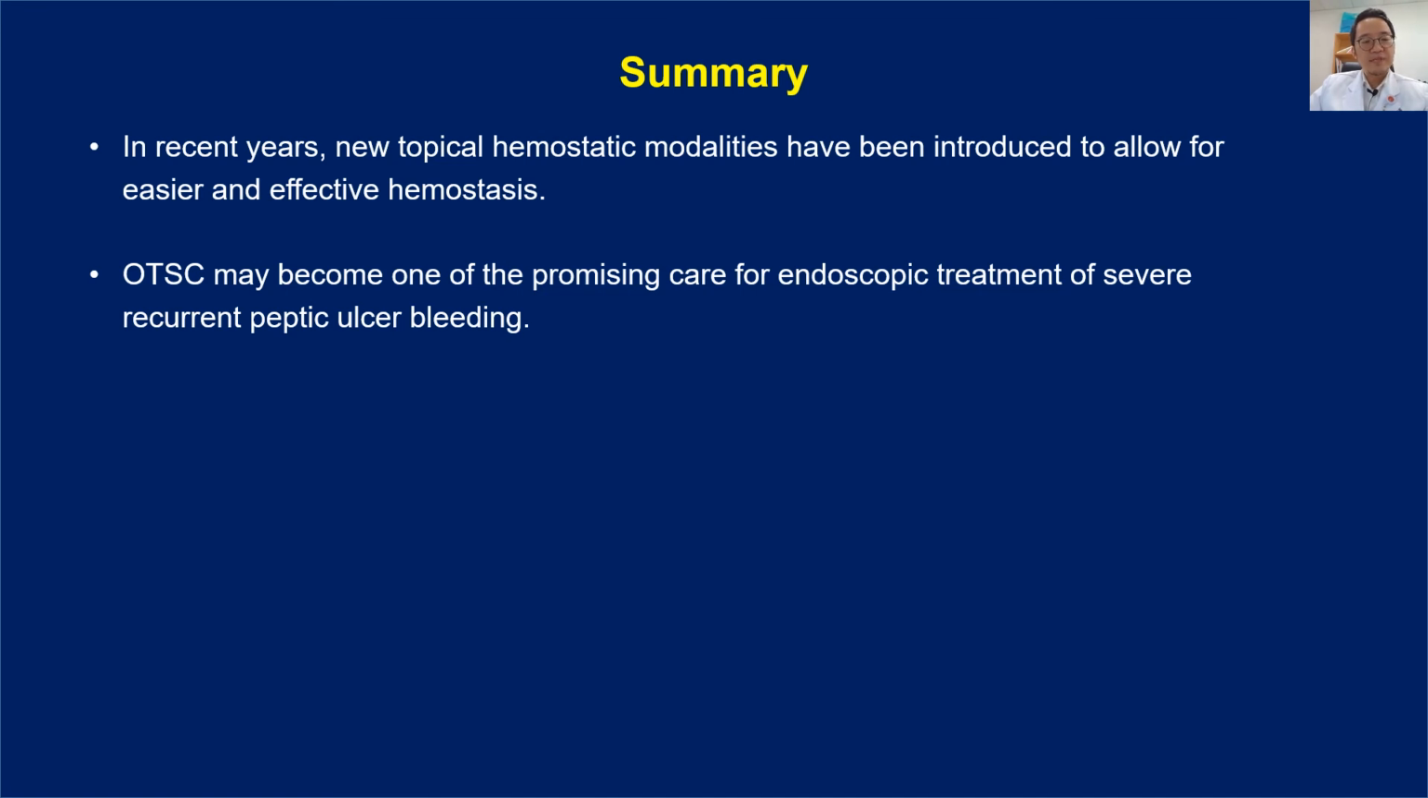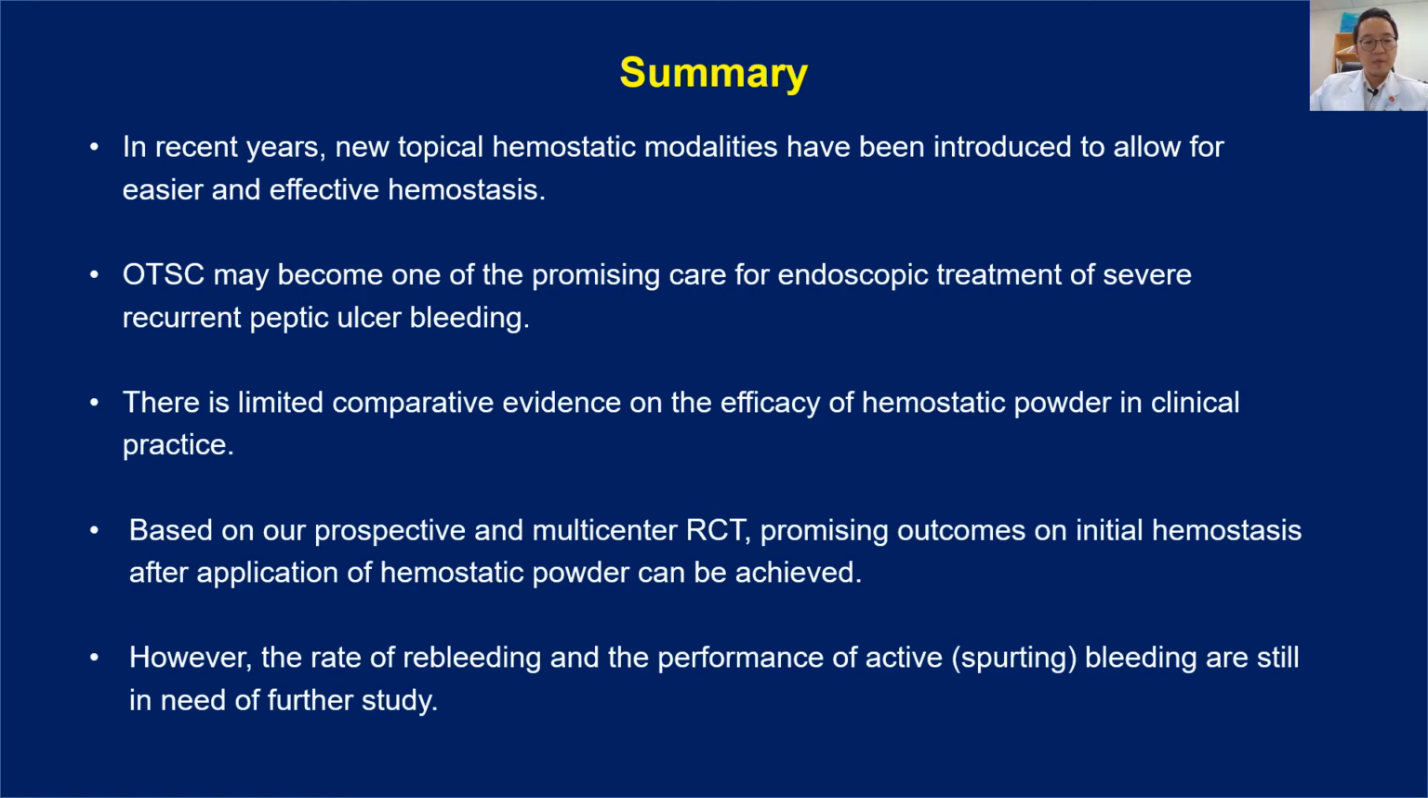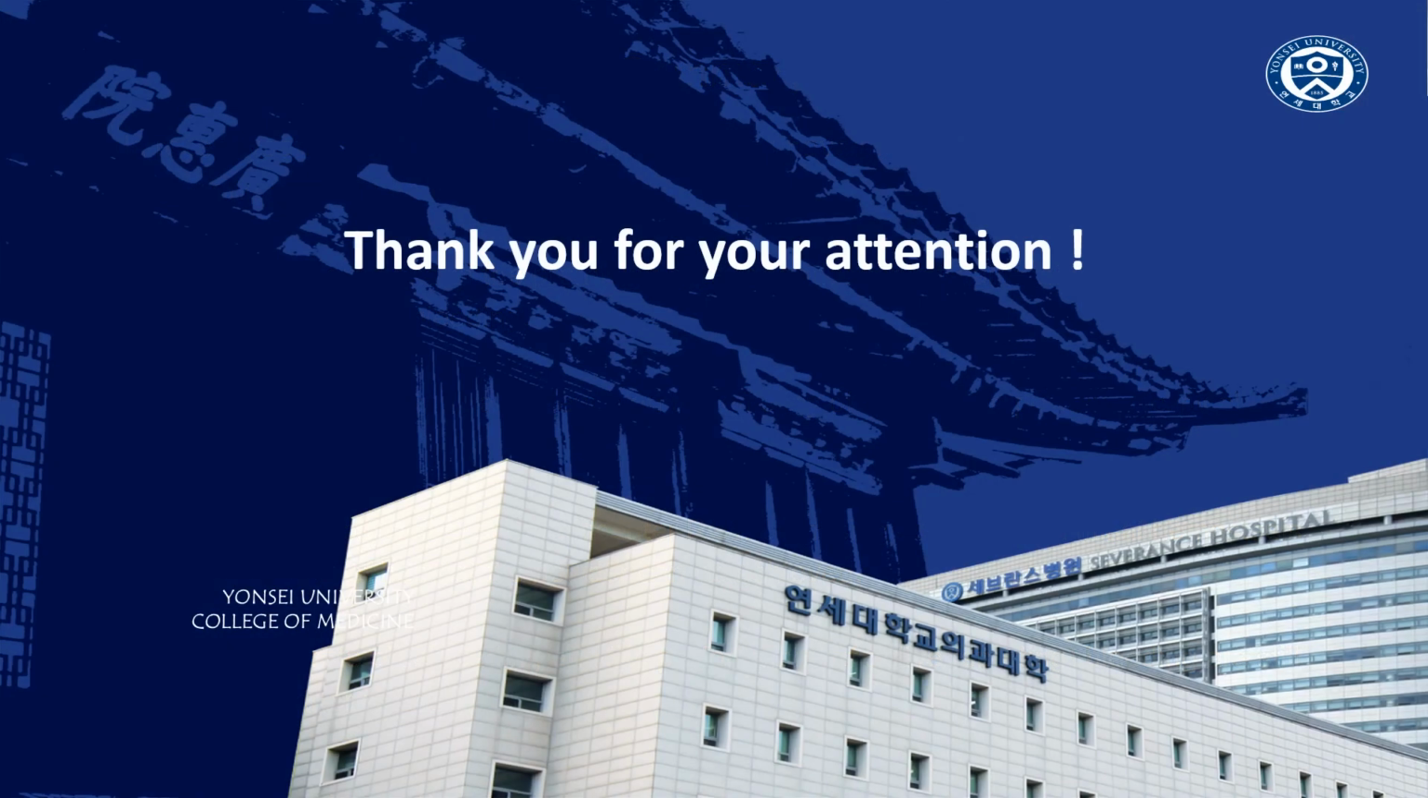In summary, in recent years, new topical hemostatic modalities have been introduced to allow easier and more effective hemostasis. The OTS clip may become one of the promising treatments for severe recurrent peptic ulcer bleeding. There is limited comparative evidence on the efficacy of hemostatic powder in clinical practice, but based on our prospective multicenter RCT, a promising outcome on initial hemostasis can be achieved after application of hemostatic powder. But the rebleeding rate and performance in active spurting bleeding need further study. Thank you for your attention.